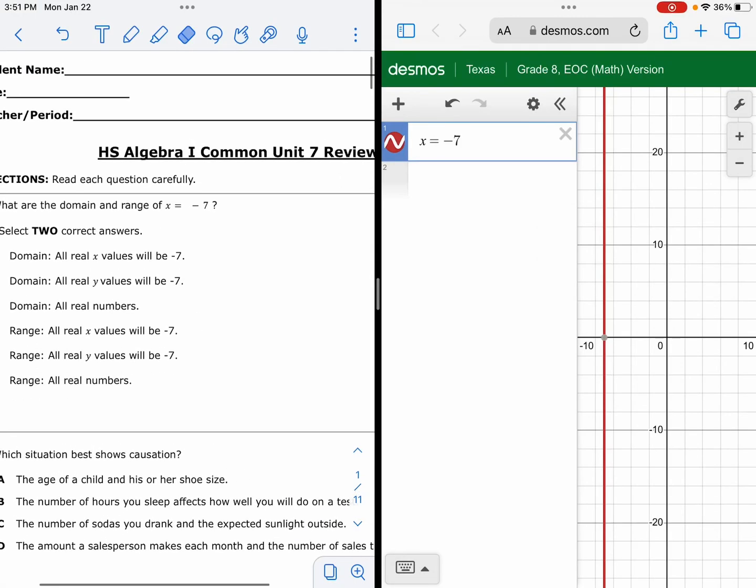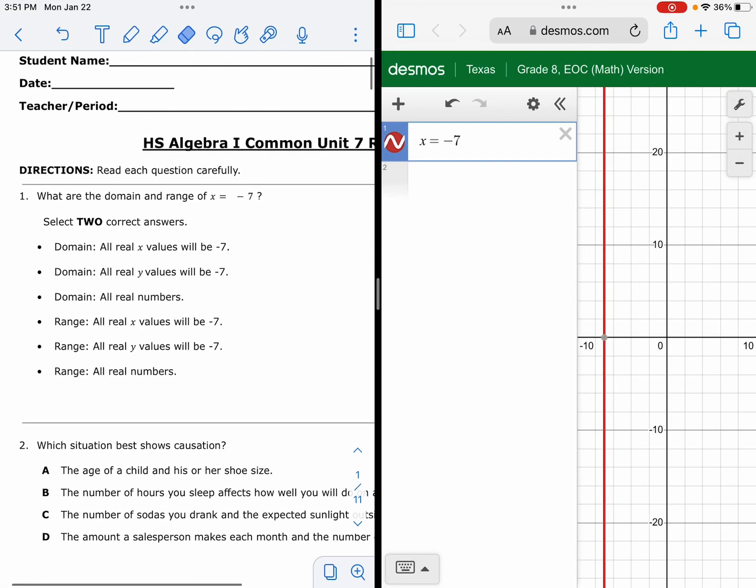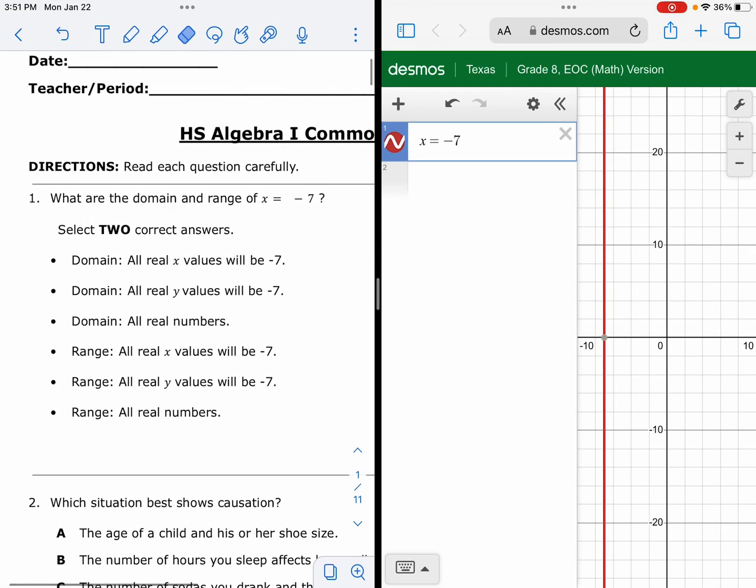We're going to discuss our CUA review number 7. I'm starting with question number 1 because it's given me a mathematical equation of a line, x equals -7. And if you don't know what x equals -7 looks like, first thing you could do is go put it in Desmos. And so I have split my screen. When you're in Eduphoria, obviously you have the Desmos calculator.